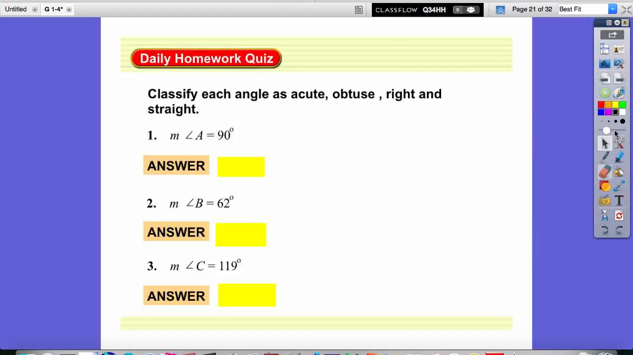And the daily homework quiz. Measure of angle A is 90 degrees. That's a right angle. Measure of angle B is 62 degrees. That's less than 90, so it's acute. The measure of angle C is 119. That's greater than 90, but less than 180, so it's obtuse.